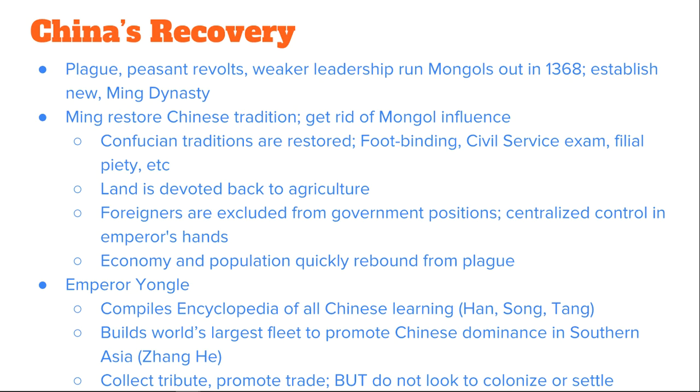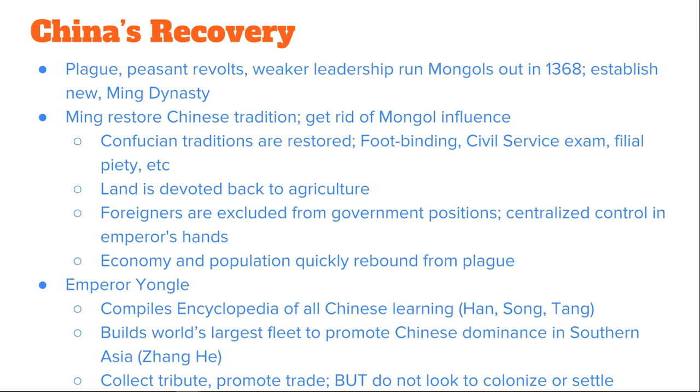And under the Ming, with no more Mongols in the way and no more Black Death destroying trade routes, the economy and the population start to pretty quickly rebound. The majority of this recovery happens under one particular emperor, Emperor Yongle. Yongle is seen as the high point of the Ming Dynasty. He compiles what's known as the Encyclopedia, or the Encyclopediae.